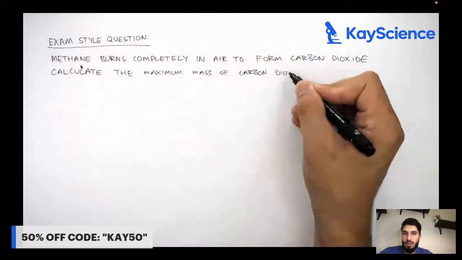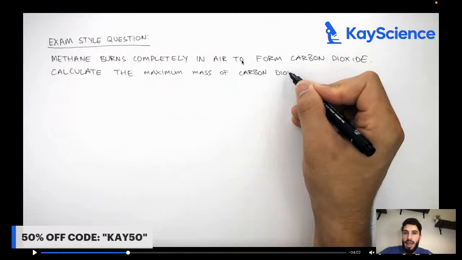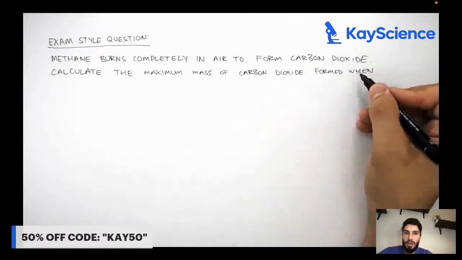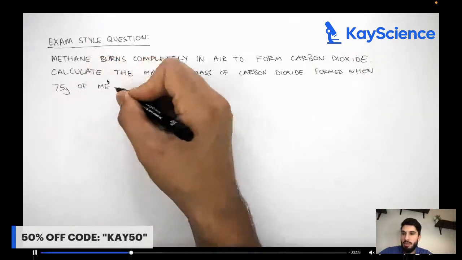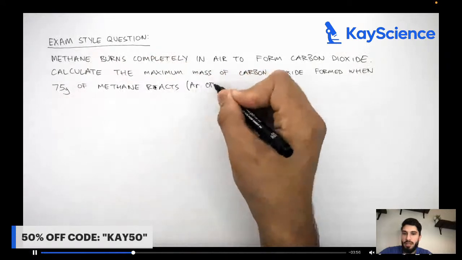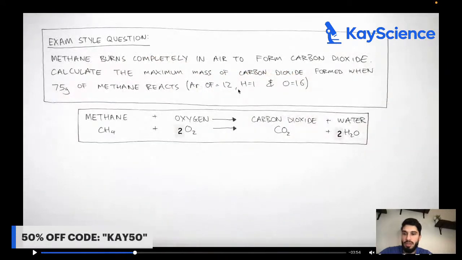Methane, no, let me just write it out. So methane burns completely in air to form carbon dioxide, full stop. Calculate the maximum mass of carbon dioxide formed when 75 grams of methane reacts, and you're given the relative atomic masses. Now, I forgot to write the capital C. The AR of carbon is 12. The AR of hydrogen is 1. The AR of oxygen is 16. So this is a classic exam question that is worth 3 marks.